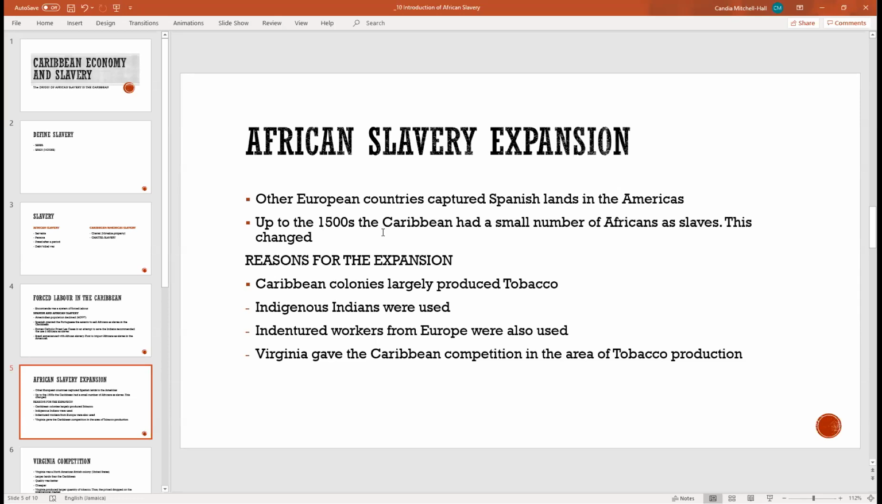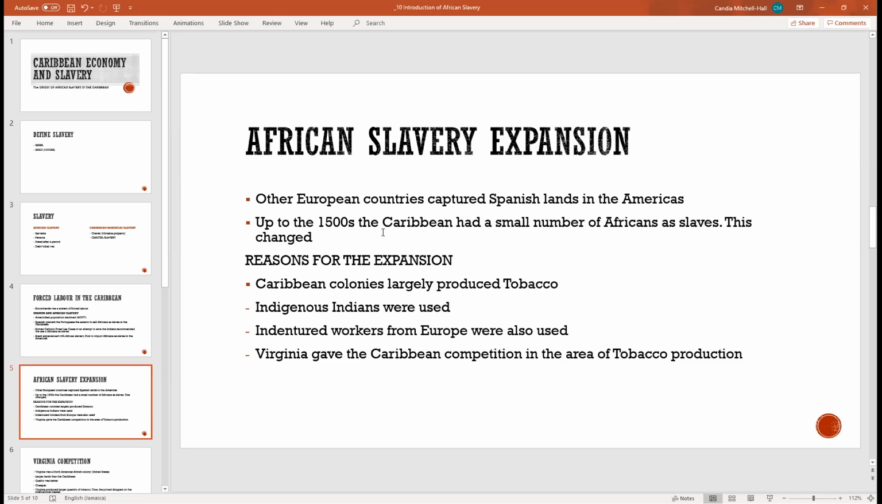Who did they use to produce the tobacco? They used a small number of Africans to produce the tobacco. They used indigenous people to produce the tobacco. And they also used indentured white workers, or indentured European workers.